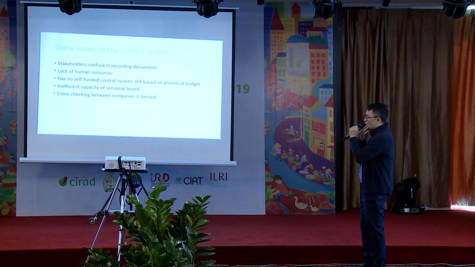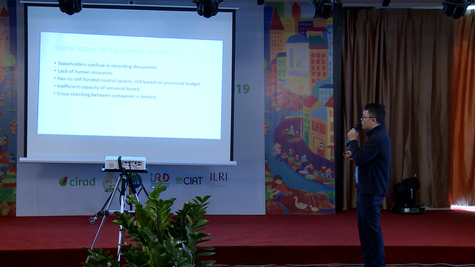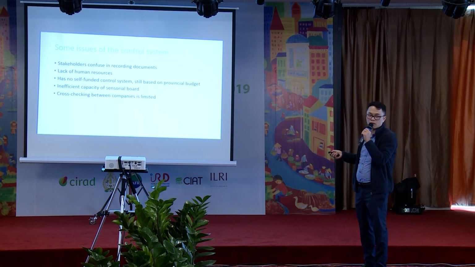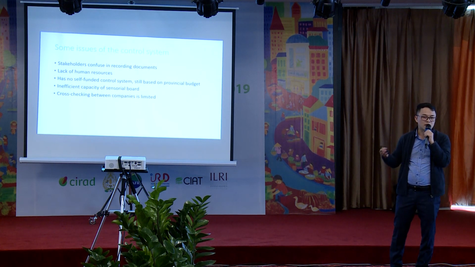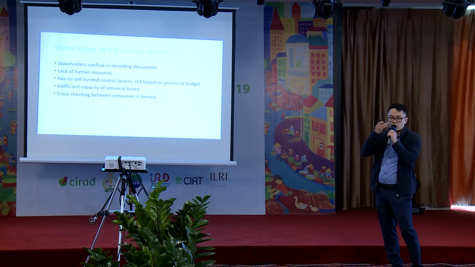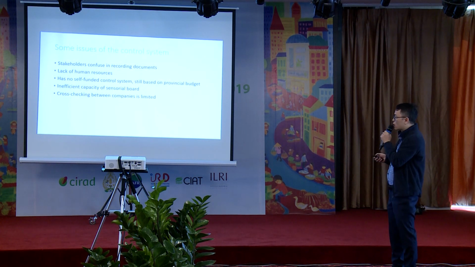The last slide I want to raise is about the remaining issues for this model. The first one is that stakeholders are still confused about recording documents, because they are just at the very beginning, so they don't know how to record information properly. The second one is a lack of human resources, because the association is very weak in capacity. They don't have enough people to work for the association, so the human capacity is really weak.